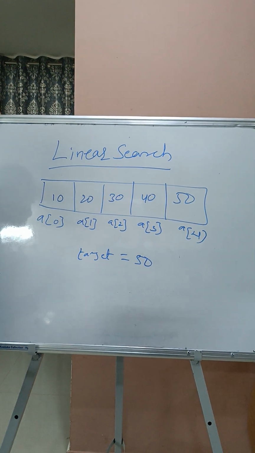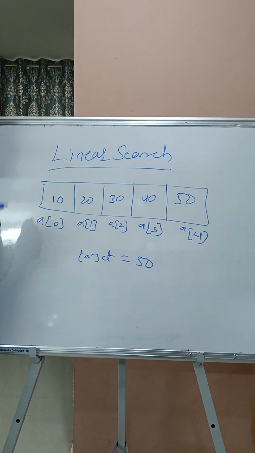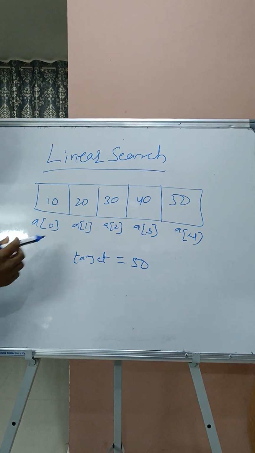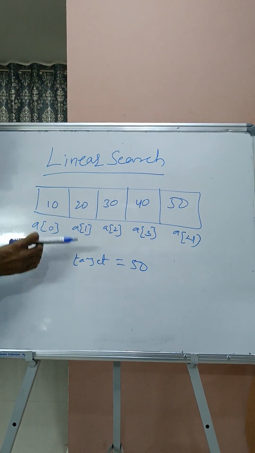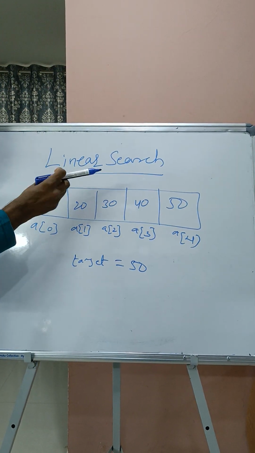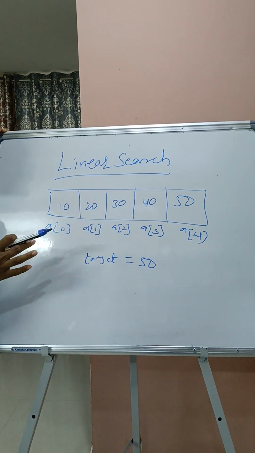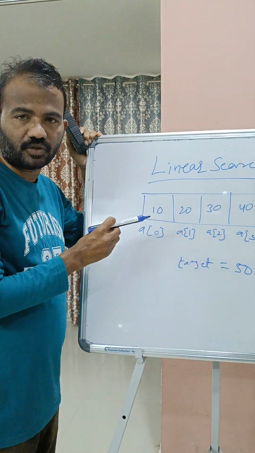Our target is to find whether this element is present in this array, and then display the position. What is the position? 4. So the target output for this example is: the target element 50 is present in the position 4. So what are we going to do here?